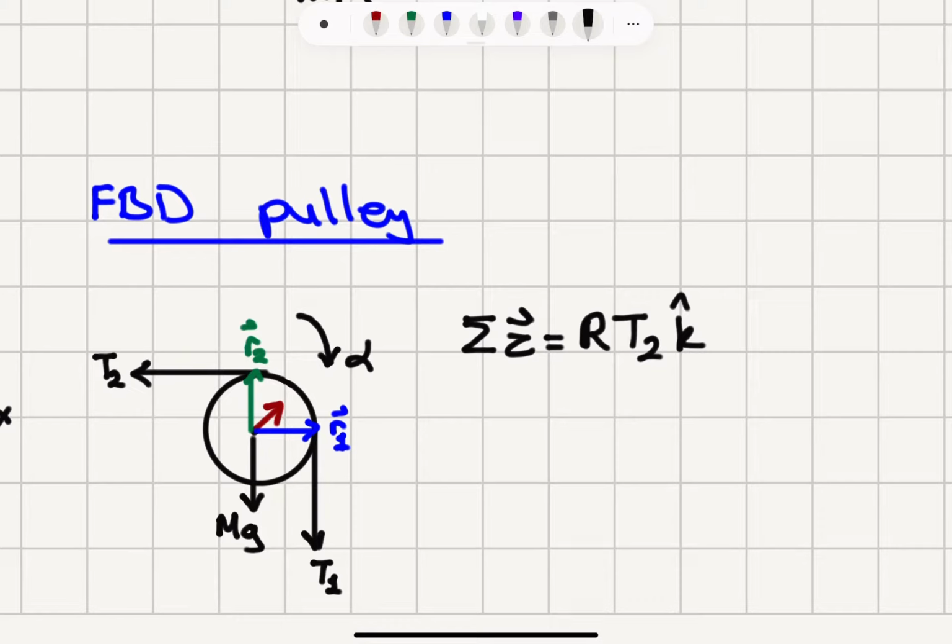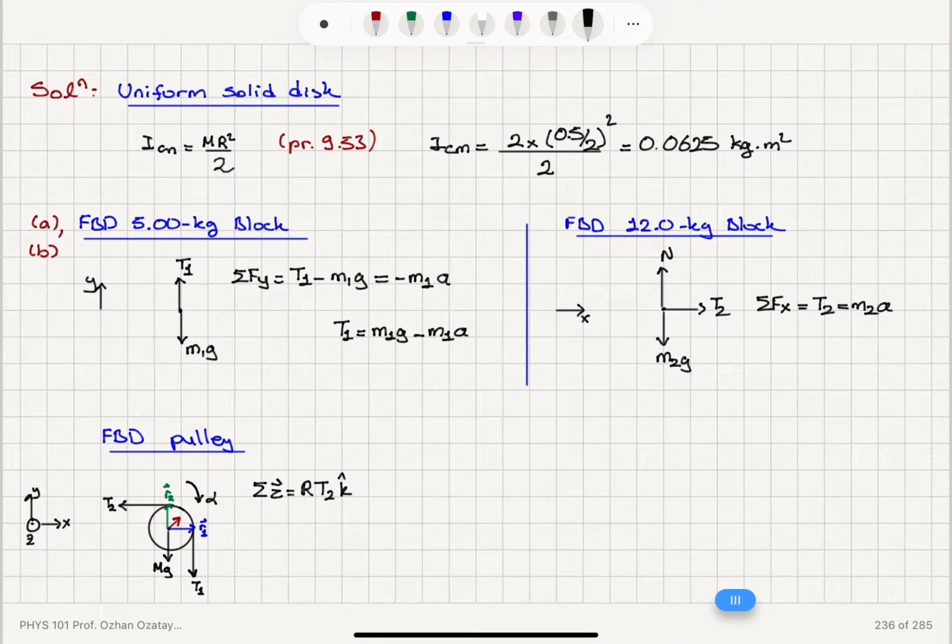So R1 cross T1, we point our right hand towards the application point, curl our fingers towards T1, the thumb points into the board, so the torque is in the minus k hat direction. So this is minus R T1 k hat. So we obtain a net torque R (T2 minus T1) in the k hat direction. So that's going to be equal to I alpha.